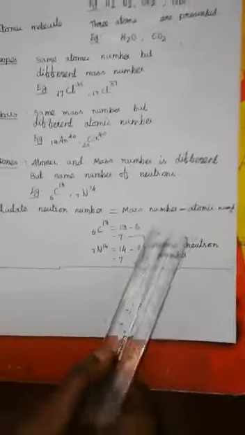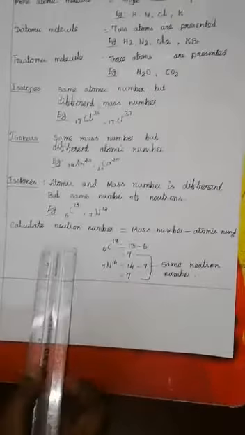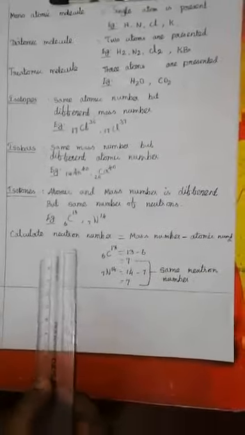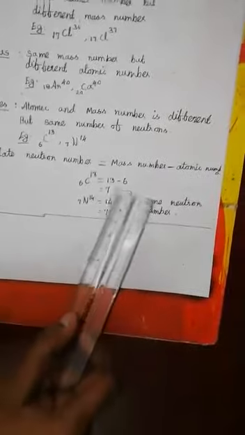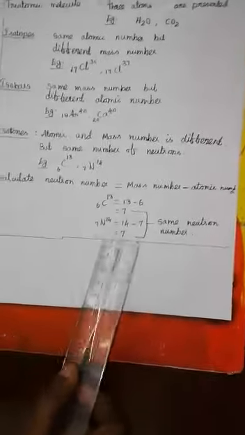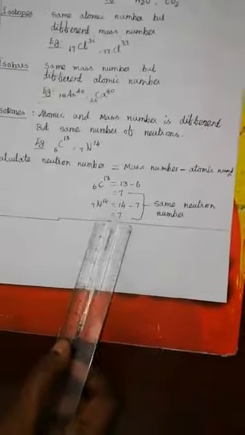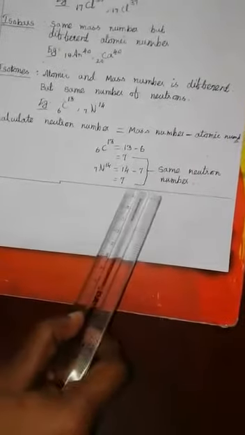Now you have to calculate the neutron number. How to calculate the neutron number? Mass number minus atomic number. You subtract atomic number from mass number, then we get the neutron number. So carbon 13 with atomic number 6: 13 minus 6 is equal to 7. Then calculate the neutron number for the nitrogen element: 14 minus 7 is equal to 7. So okay, looking at the 2 elements, 7 and 7, the same number of neutrons is present.